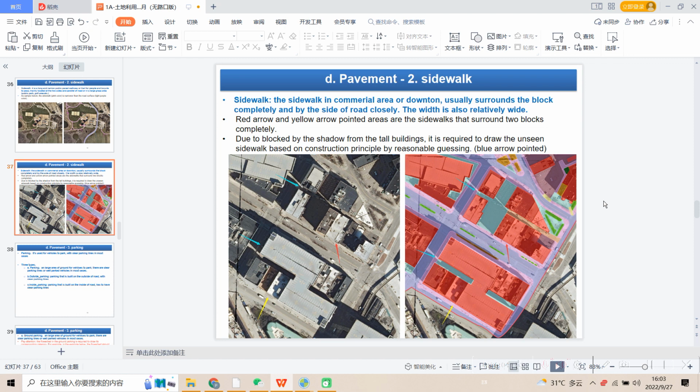This same logic can apply to residential areas. Some of the sidewalk may be blocked by trees, and we can see there are two sides of the sidewalk, and the sidewalk in the middle is blocked. In this example, we still need to connect them based on our guessing.